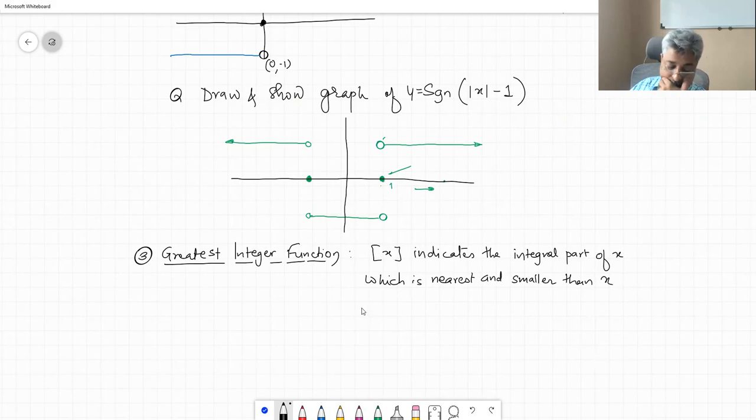Okay, so I think we have dealt with this earlier. And typically when you are supposed to be careful, greatest integer of 5.7 is equal to 5, easy. But greatest integer of minus 5.7 is equal to minus 6. You need to be alert.